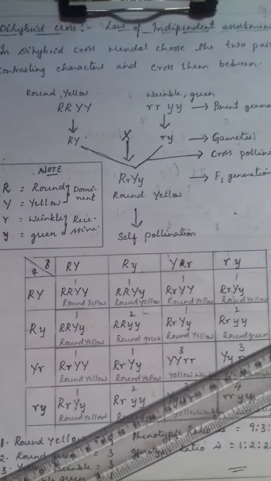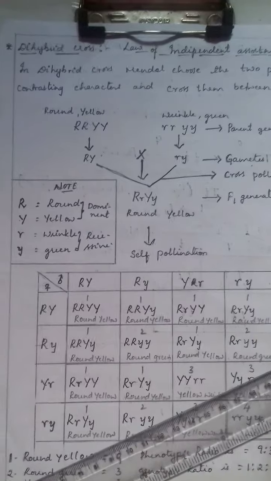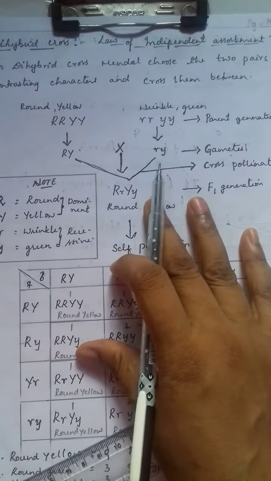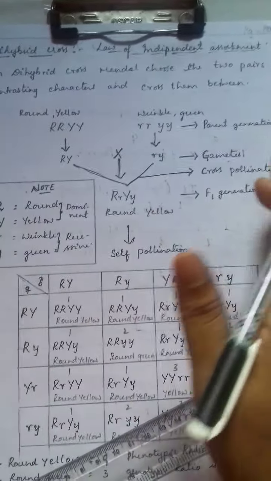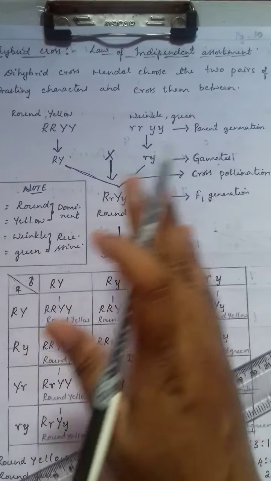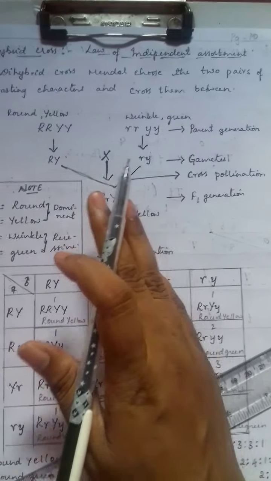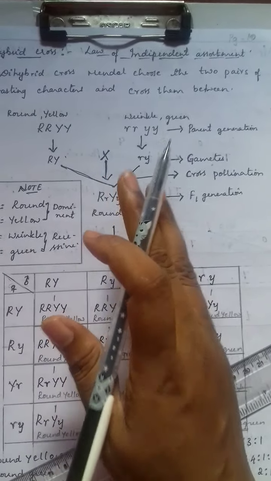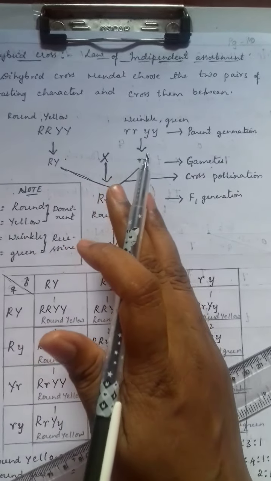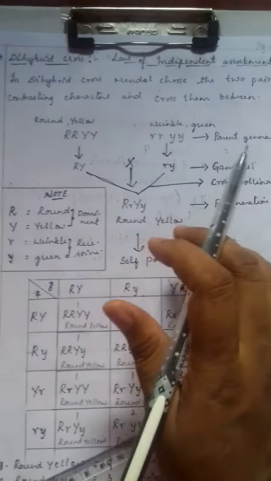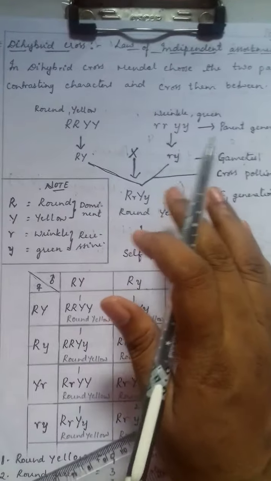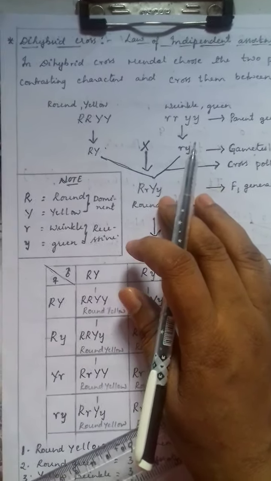Now today we will discuss the dihybrid cross. In the monohybrid cross we studied how the traits are transferred from the parents to the offspring, and how the dominant and recessive characters were decided by Mendel. These are all concepts we discussed in the previous class. Now let us see the dihybrid cross.